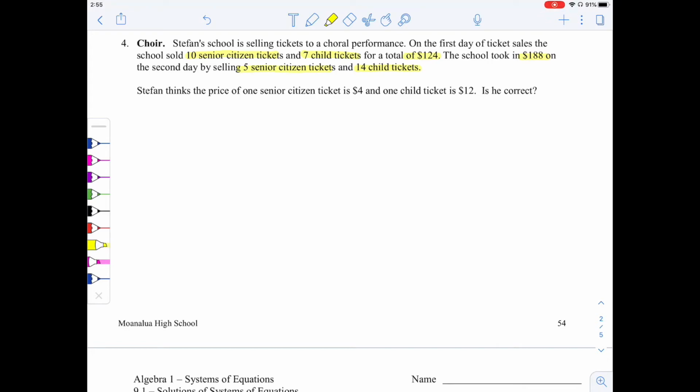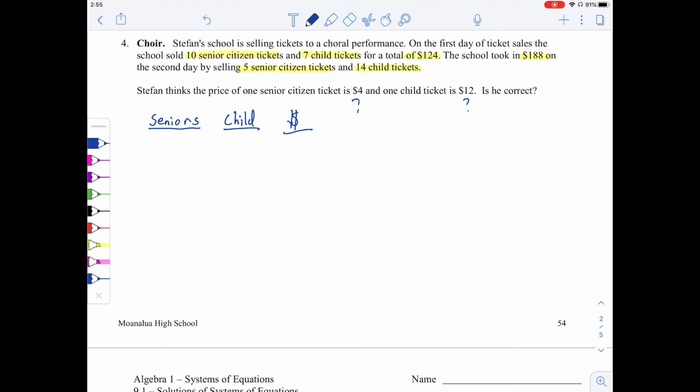Okay, Stefan thinks the price of 1 senior citizen ticket is $4. So is it $4? And 1 child is $12? Is he correct? Okay, let's set this up. We're going to set up our categories: senior citizen tickets, so I'll put seniors, then child, and then money.